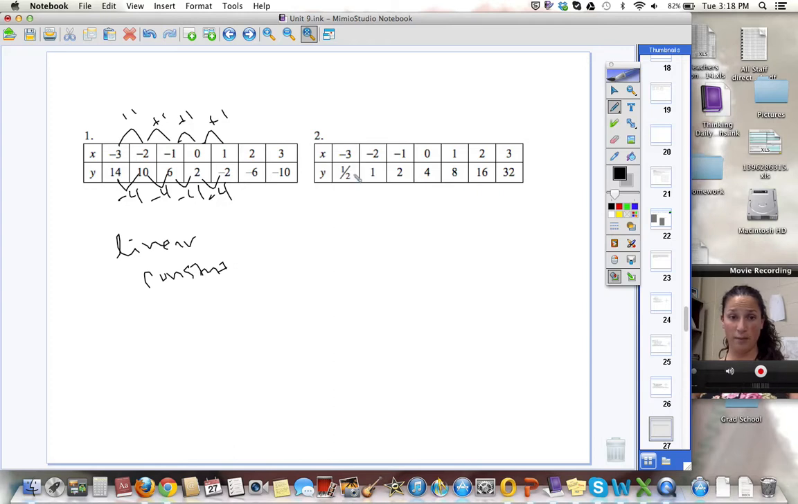So here, I'm multiplying by 2. 1 times 2 is 2. 2 times 2 is 4. 4 times 2 is 8. 8 times 2 is 16. So this, again, would be an exponential.